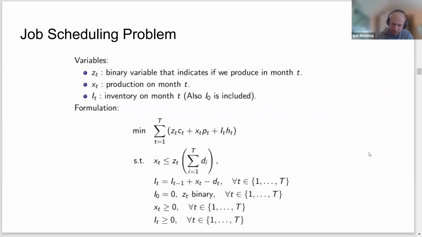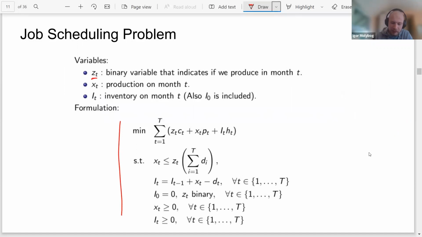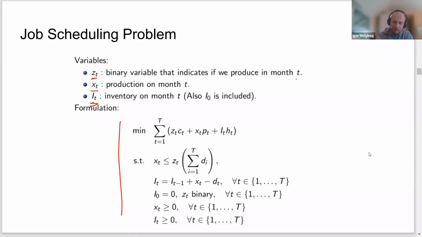So we did formulate this problem during the lecture. Just as a reminder, our very first formulation had a binary variable that indicated if we produce in period T or not. We had the amount of production, and we had the amount of inventory that is brought into the next time period, so the amount of inventory passed from period T to period T+1.